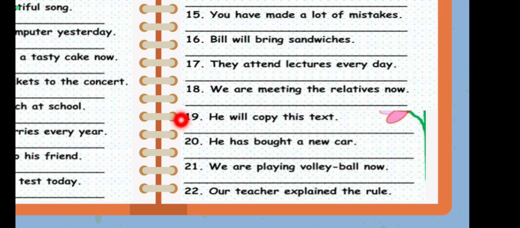Now, what about this one? Number 12. He will copy this text. This text, that is future simple, will be. You got it. This text will be copied by her. Okay, this is he, oh no, by him. You got it. This text will be copied by him. Awesome. Number 12.